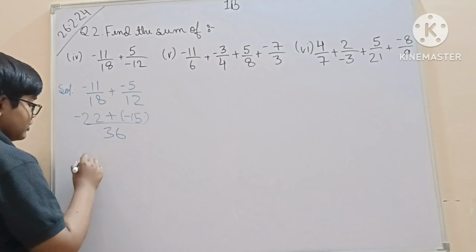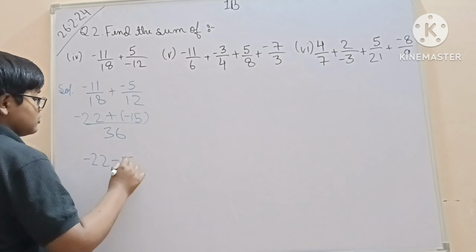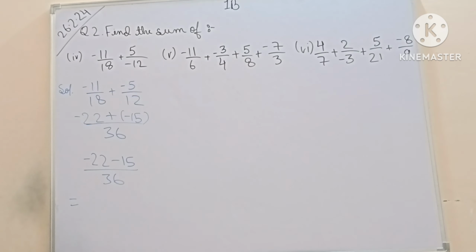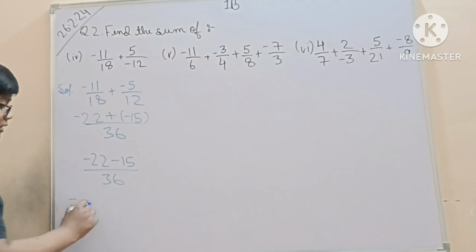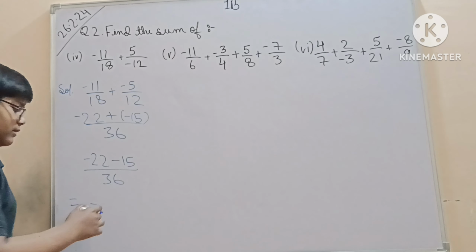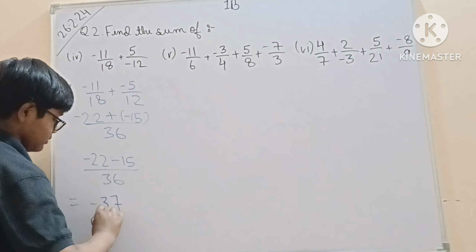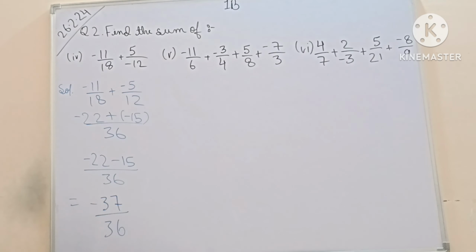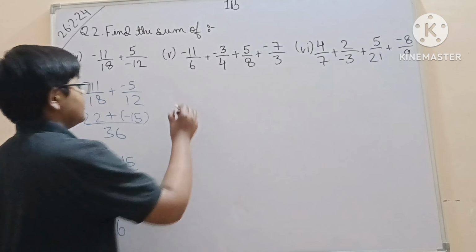Plus minus is equal to minus, so it will become like this. And as the minus sign is dominating here, we will add both the values 22 and 15, but the answer will acquire the negative sign. Minus 37 divided by 36 will be our answer of this sum.